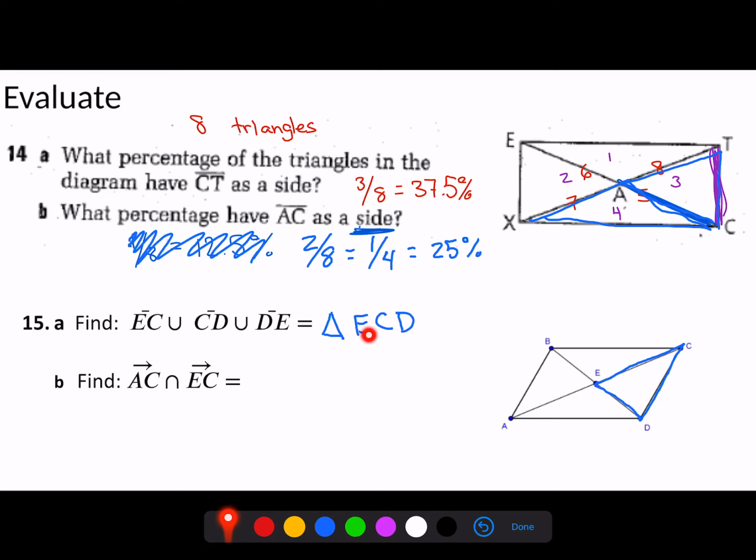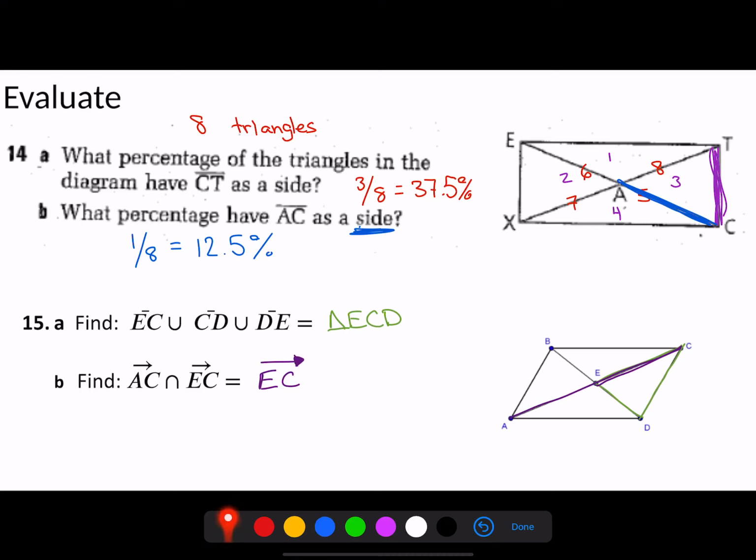So we want to know where these two intersect each other, where they cross over each other. And if I look at this, well, AC goes all the way through, right? AC goes from A all the way through C and forever on in that direction. EC starts further up than AC does, but continues in that direction forever as well. So our intersection is actually ray EC as well.